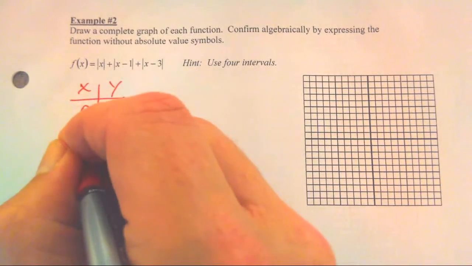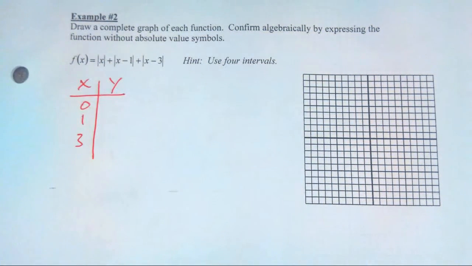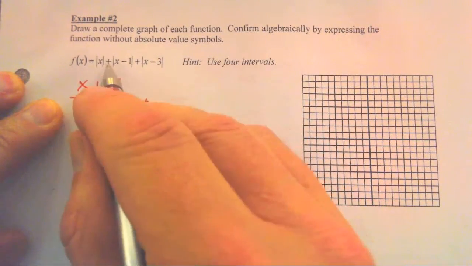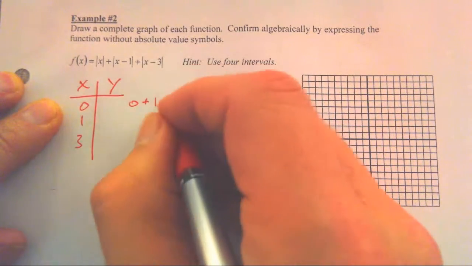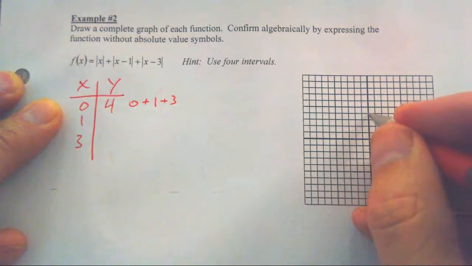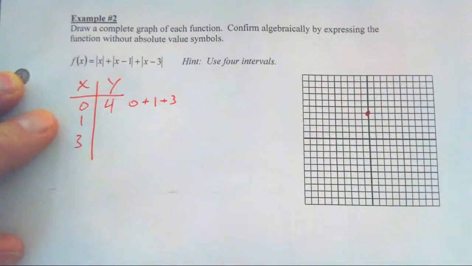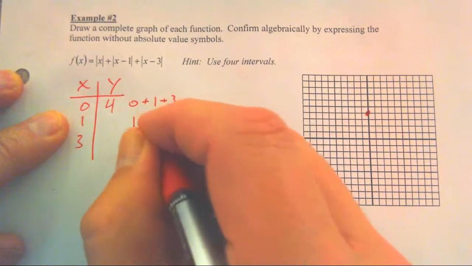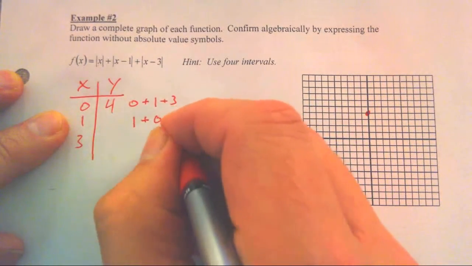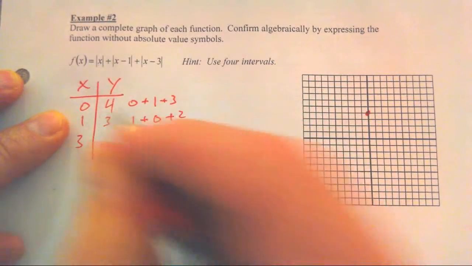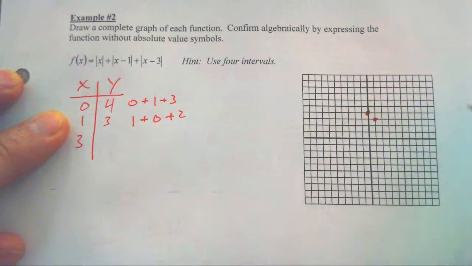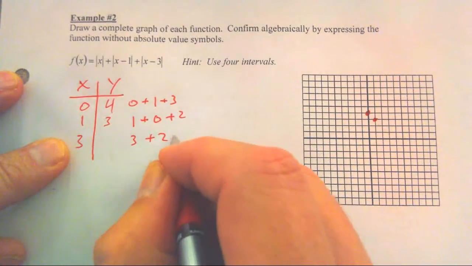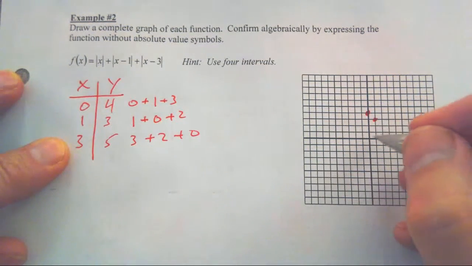0, 1, and 3. Put in 0, I get 0 plus, this ultimately becomes 1 plus, this ultimately becomes 3, 4. 0, 4. Really simple. Put in 1, I get 1 plus, this becomes 0 plus, this ultimately becomes positive 2, 3. 1, 3. Put in 3, this becomes 3 plus 2 plus 0, I get 5.